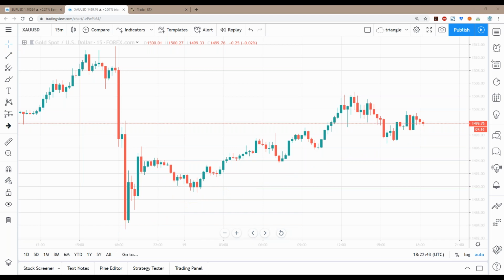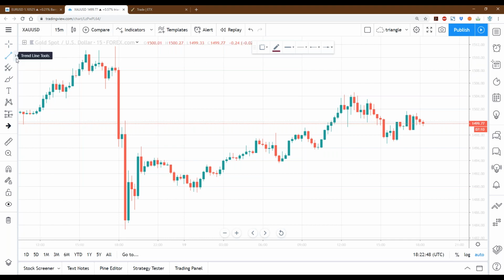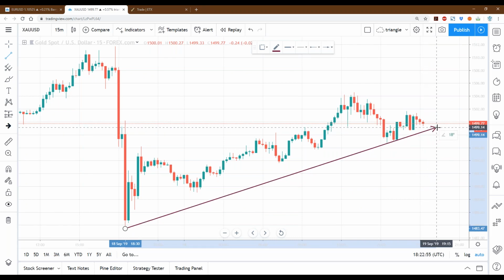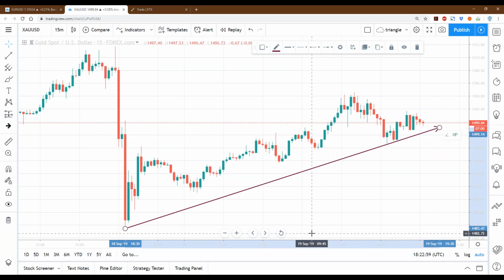So now we want to put a line on our charts. So we click on our trend indicator and we would then come down here and we would pull a line out here. And that would be our current trend line.